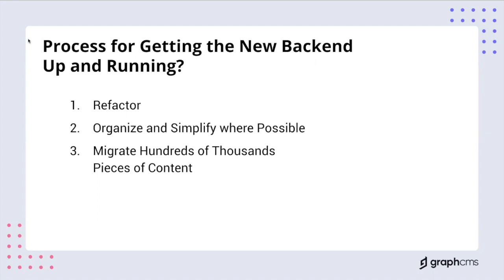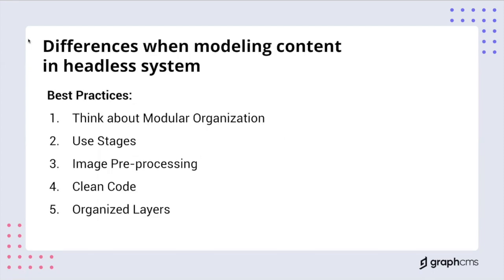Great. So this is obviously not your first rodeo with GraphCMS. Having had a chance to use it before, and then coming in again to this really large microservice architecture, multi-client consuming project, what kind of best practices were you able to pull out of this? You had sent me these 5 points to reference: thinking about modular organization, the use of stages, image pre-processing, cleaning the code, and organized layers. Maybe we can just spend a quick minute on each of those.